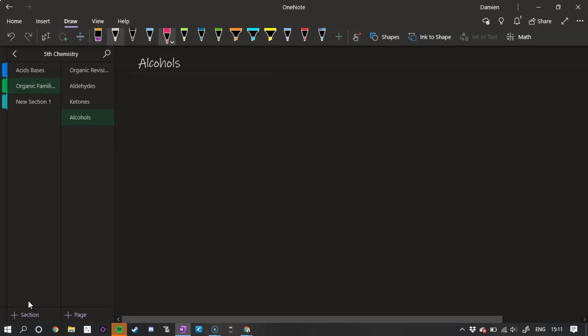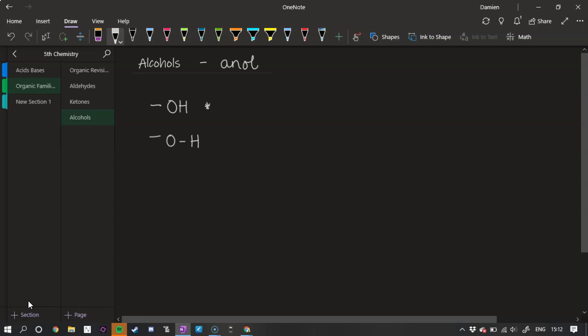are identified by an OH group at the end of a molecule. And again, that OH group is an oxygen bonded to a hydrogen, but often we write it as just OH. And then alcohols end with "anol". So let's go and have a look at the different compounds.